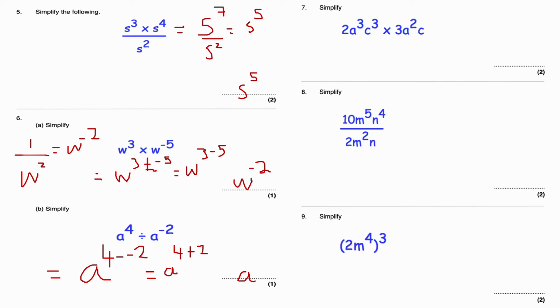So it's a to the power of 6. Okay, this is question number 7, guys. Simplify 2a cubed c cubed times 3a squared c.